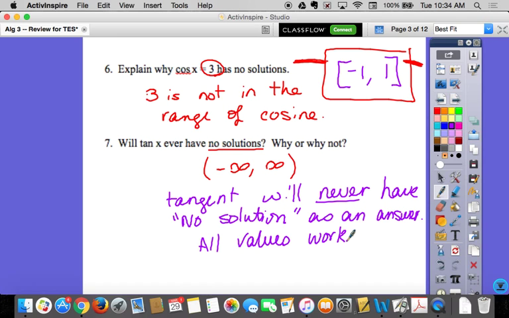So there's nothing you can use for tangent or cotangent that you're not going to be able to get a solution for. Anything else, you could possibly run into errors with sine, cosine, secant, and cosecant. But tangent and cotangent, you're good to go.